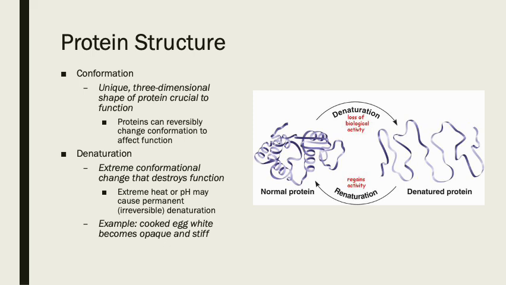Just because it unfolds doesn't mean it's trash, and just because it folded correctly doesn't mean it's always going to stay correct. It can always get ruined, and then we can always fix it. Our body has lots of checks, so it can go through these processes to make sure that the proteins we are making are folded correctly for the job that they're intended to do.